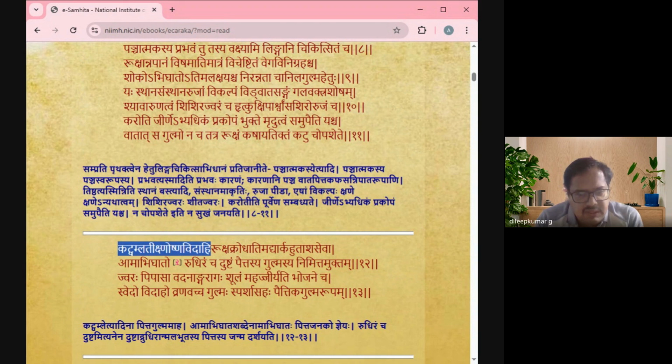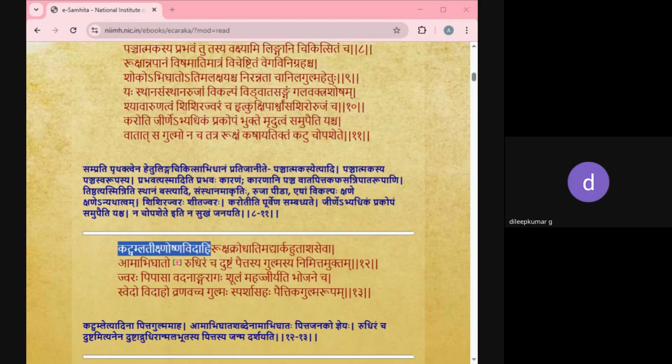So Pittaja Gulma is nothing but any inflammatory condition of the GIT tract, like gastritis, esophagitis, duodenitis, cholecystitis, hepatitis, Meckel's diverticulitis, appendicitis. So all will come under Pittaja Gulma. Any inflammatory conditions related to Pittaja conditions, you can notice in Pittaja Gulma.